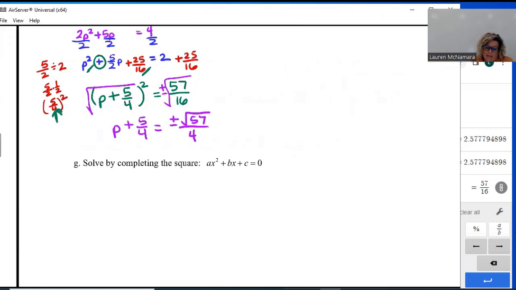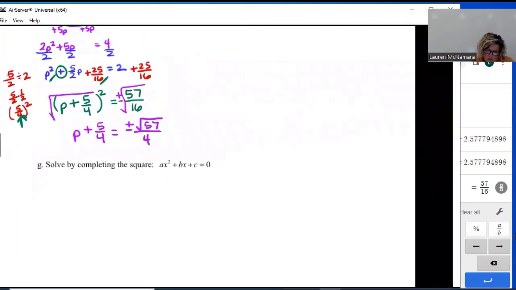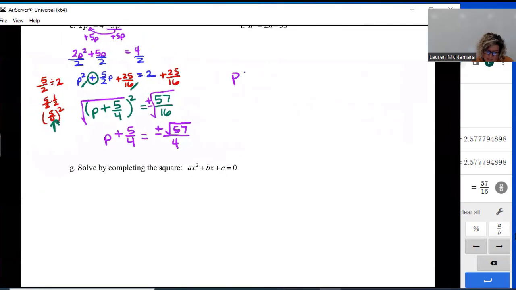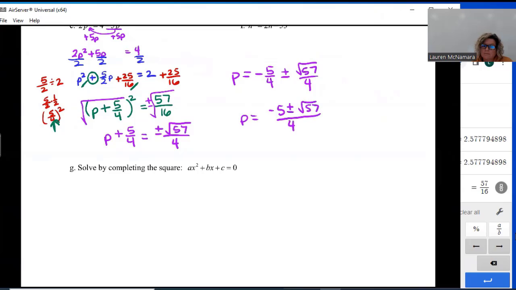Now I need to move that over to the other side to solve for my p. So I get p is equal to negative 5/4 plus minus the square root of 57 divided by 4. Not an easy question. Those both have the same denominator, so can I write it as p equals negative 5 plus minus the square root of 57 divided by 4? Sure, you can write it like that too.